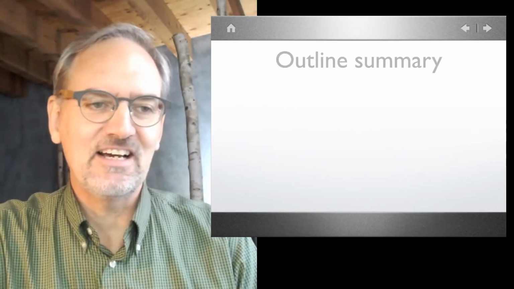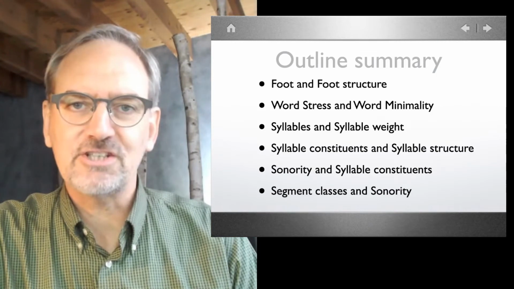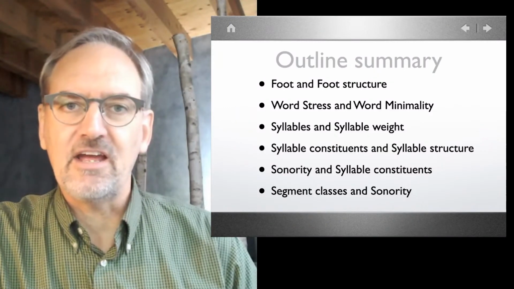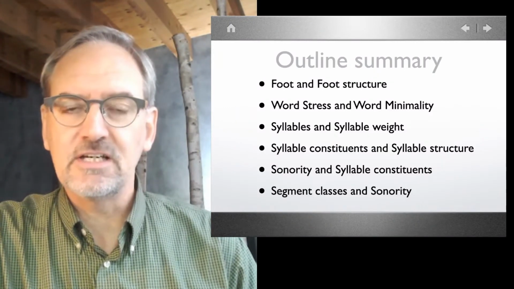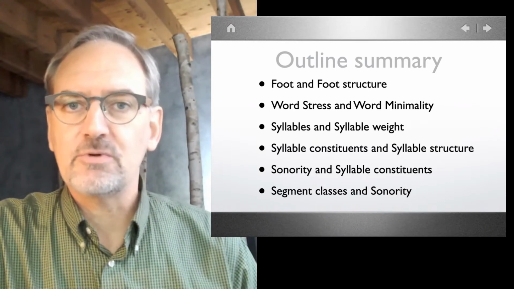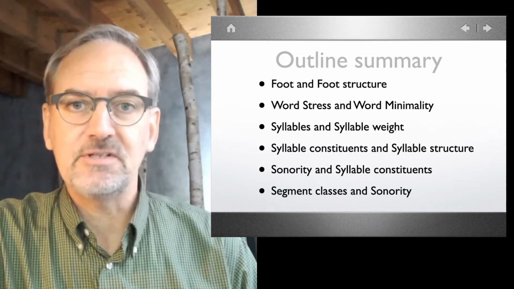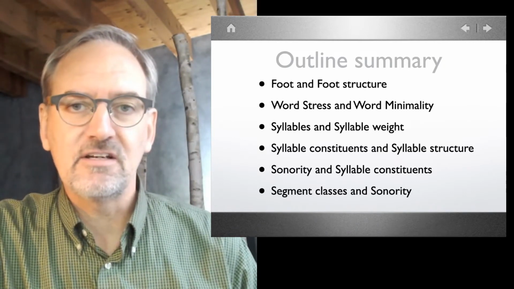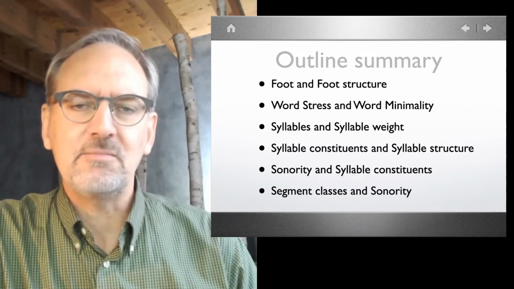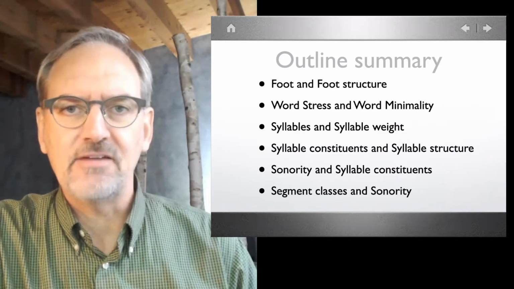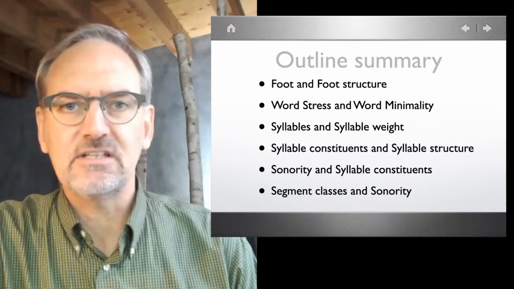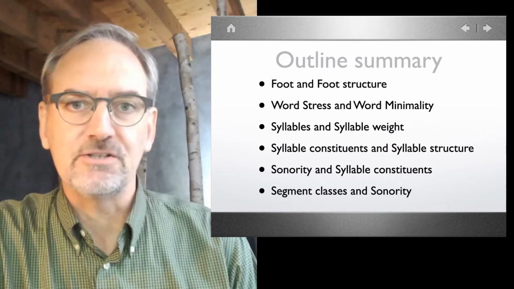We're going to first, as I said, talk about the foot and foot structure of English metrical feet, and then see how they represent stress in words. And then I'll bring up a new point, which is word minimality. Because of the requirements for particular segments in syllables and syllables in feet, there's actually a limit to how small words can be in English. And by words, I mean nouns, verbs, adjectives, adverbs. The limit doesn't actually apply to small grammatical markers, like some prepositions or articles.